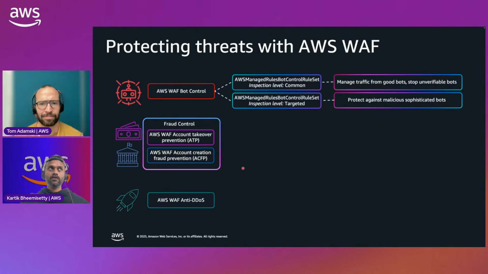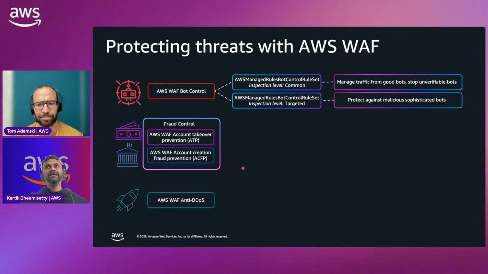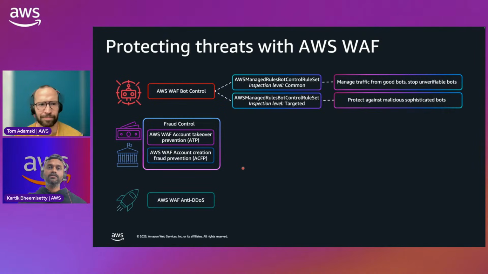Now, what is bot control? In bot control, we have a common rule set and a targeted rule set. The common rule set is basically for self-identifiable bot traffic, like good bots. You can identify bots, and any unverified bots, it's going to stop that particular traffic.